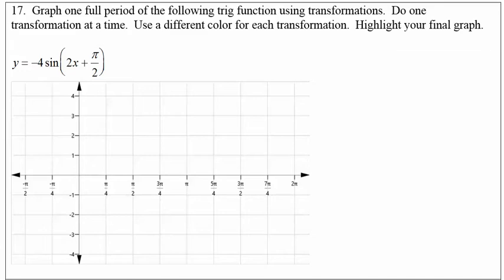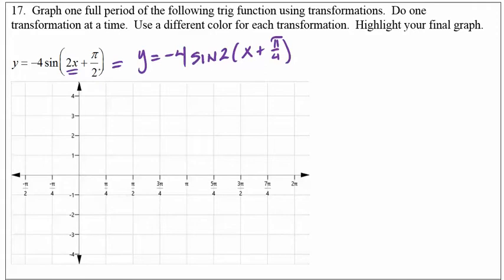All right, so the first thing we're going to want to do is recognize that we need to rewrite this as y equals -4 sine of 2 times x plus pi over 4. Because when I factor out that 2, times x will give me back the 2x, and 2 times pi over 4 reduced gives me pi over 2. Okay, so that's the first thing you want to do.